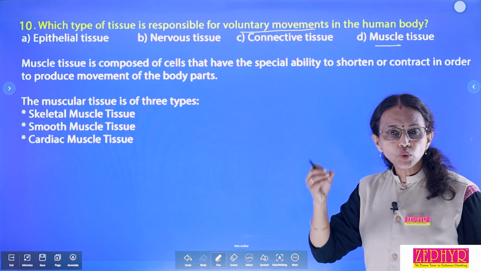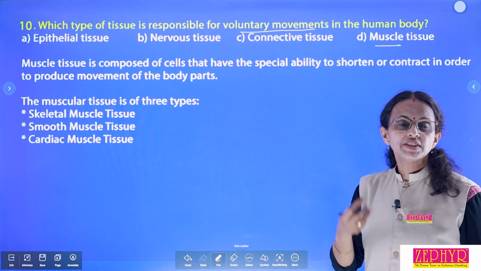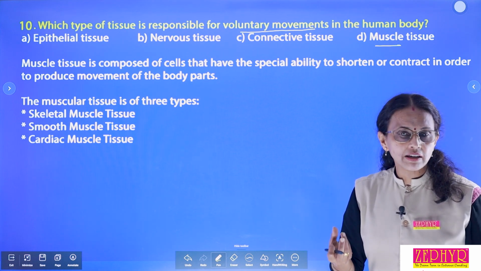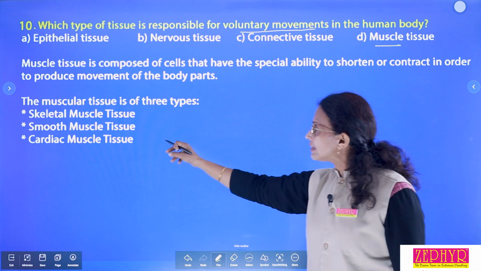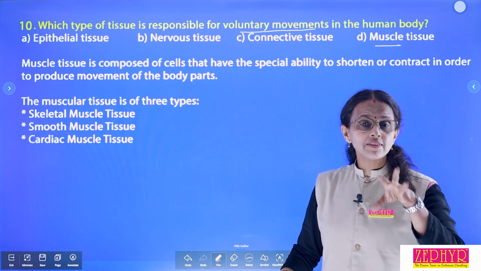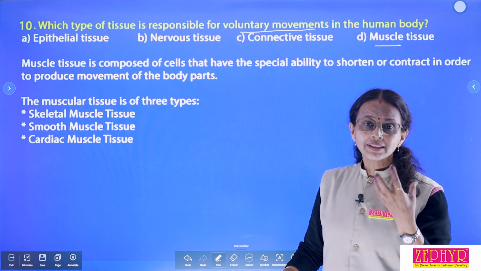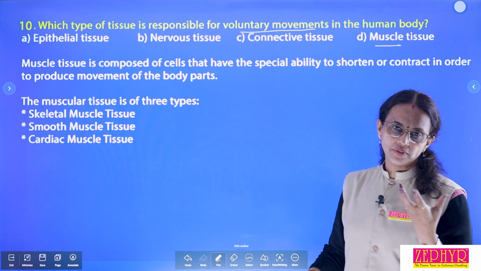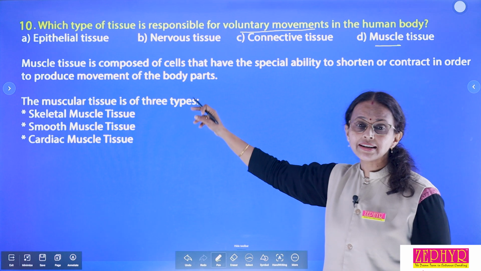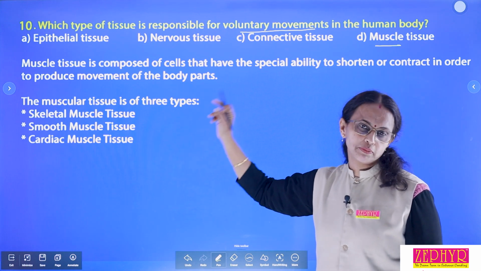Smooth muscles are smooth, having no striations, which is usually present in visceral or internal organs. Cardiac muscle is exclusively present in the heart. What is the function? Rhythmic contraction and relaxation. That is the function of cardiac muscle. Cardiac muscle is called a non-fatigue muscle.